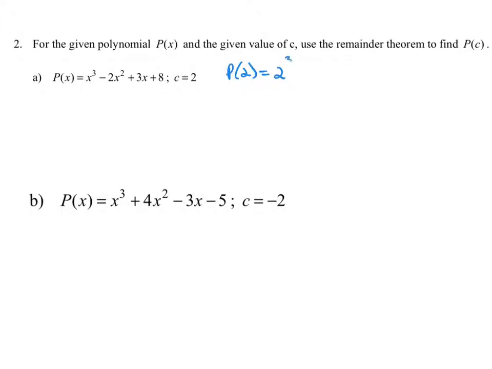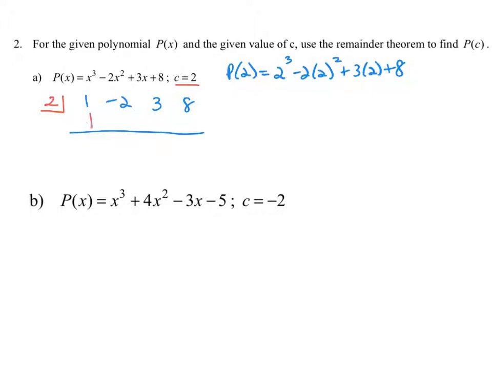And you would get 2 to the third minus 2 times 2 to the second plus 3 times 2 plus 8. Now you can work that out, or you could use synthetic division. This is how we set this up. The number that we're putting in the box is the value that we're evaluating. c equals 2. We're going to put a 2 in the box, and then we use the coefficients 1, -2, 3, and 8. This is our setup.